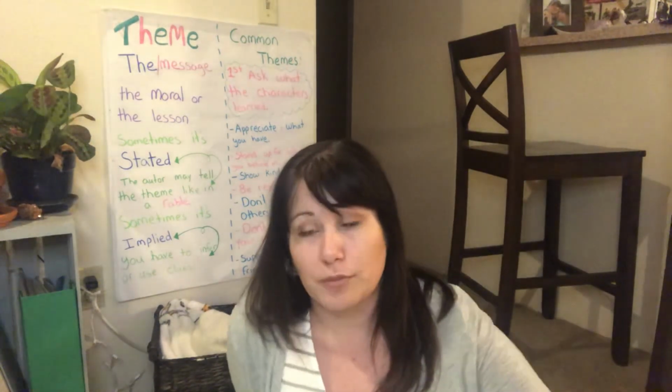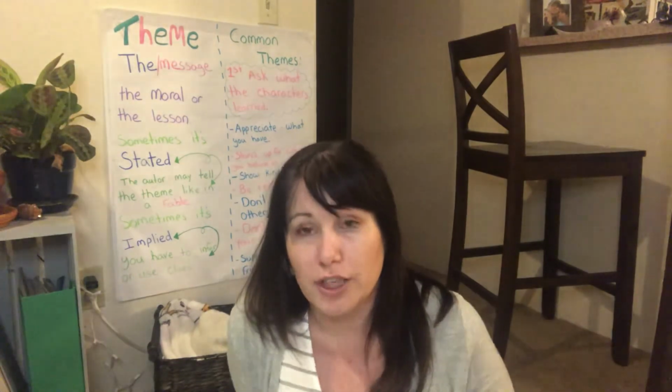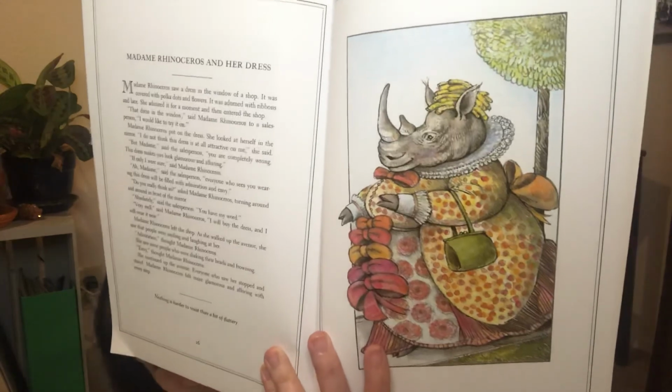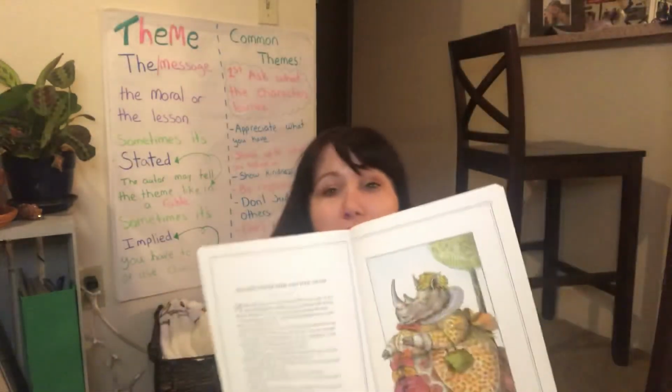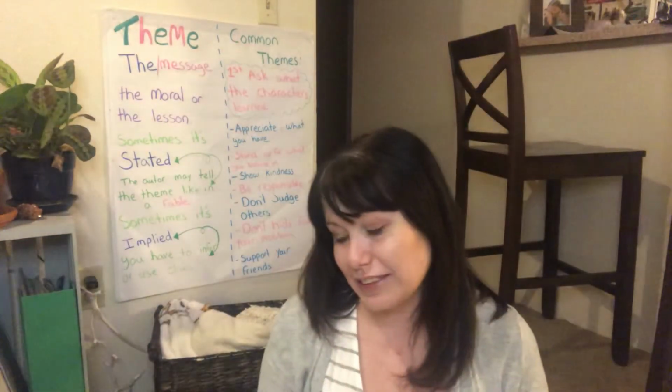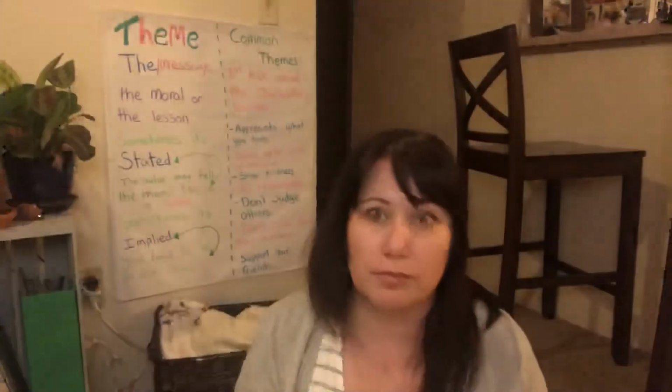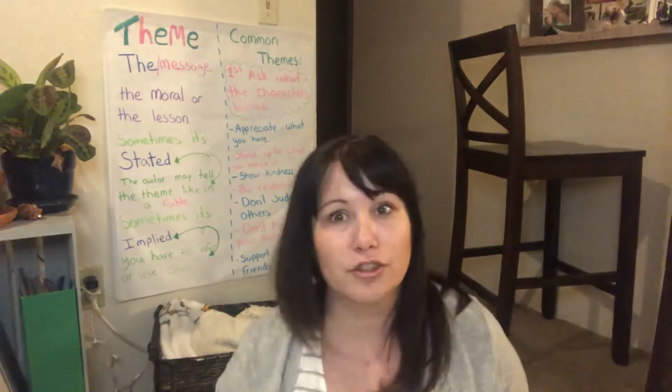You want to see Madame Rhinoceros in her ugly, terrible dress? Did your visualization look anything like this? Lots of good detail here. Guys, look at all those bows. My goodness, who designed that dress?